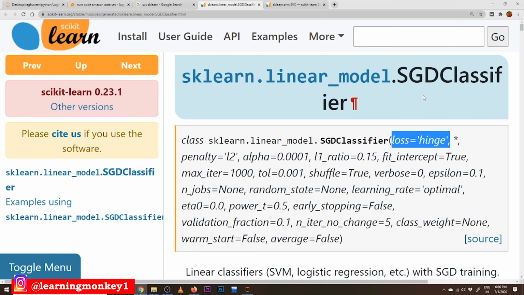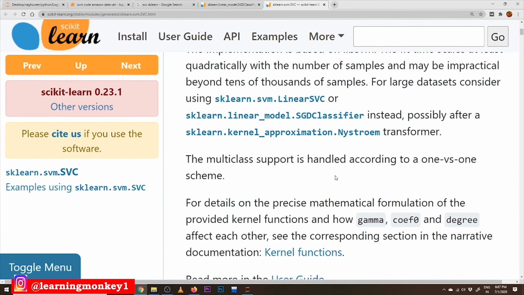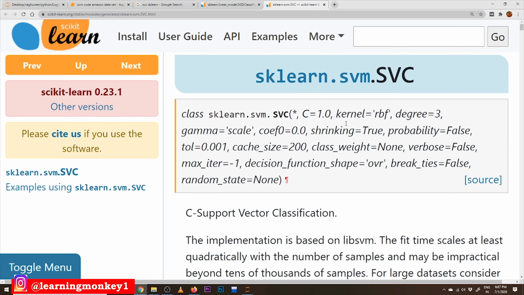So we can use SGD classifier for applying support vector machine, but the disadvantage is that we can apply only linear support vector machine using it. Linear means we cannot use kernel functions. There is a separate class designed for support vector machine, that is SVC, in which we can apply kernel functions also. Look at this class, sklearn.svm.SVC.